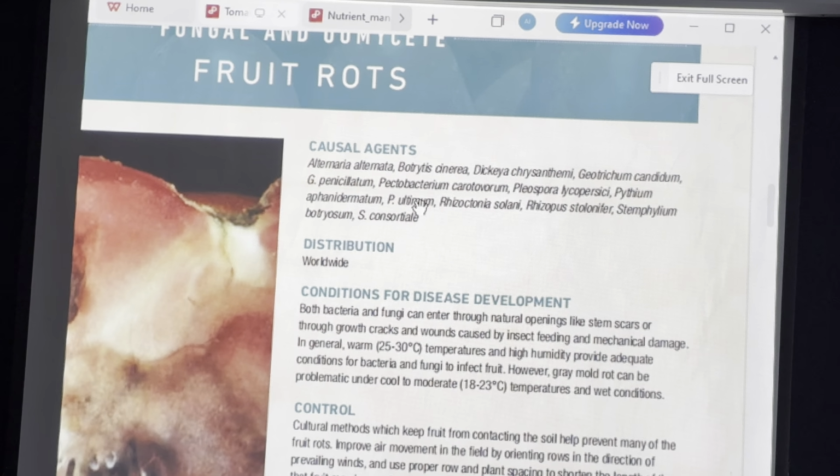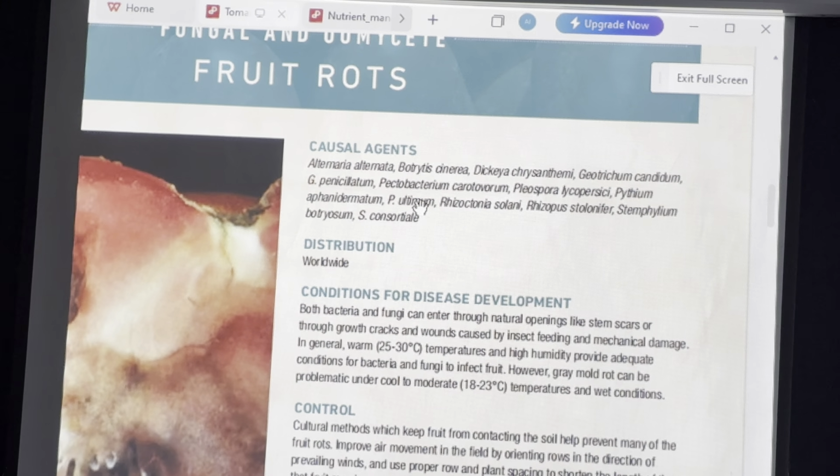These injuries can be caused by various work being done in your greenhouse. Maybe you are walking past your plants and you mistakenly injure them. There are also natural openings like stem scars or growth cracks, and wounds caused by insect feeding. Also, warm temperatures of between 25 and 30 degrees and high humidity are conditions necessary for bacterial and fungal growth that will cause fruit rot in your tomato plants especially.